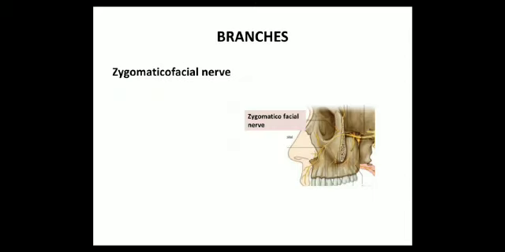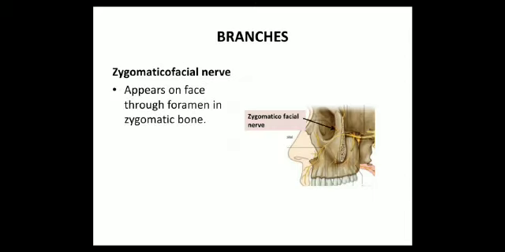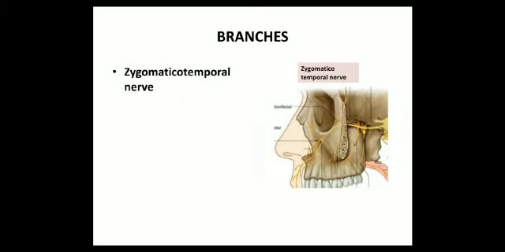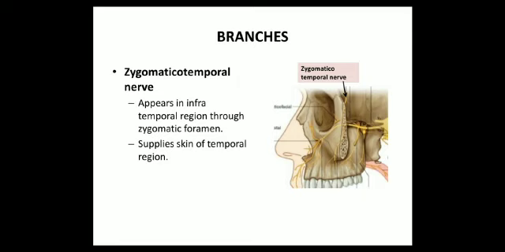The zygomaticofacial nerve appears on the face through a foramen in the zygomatic bone and supplies the skin on the prominence of the cheek. And the zygomaticotemporal nerve appears in the infratemporal region through the foramen over the zygomatic process. It supplies the skin of the temporal region and gives a communicating branch to the lacrimal nerve.